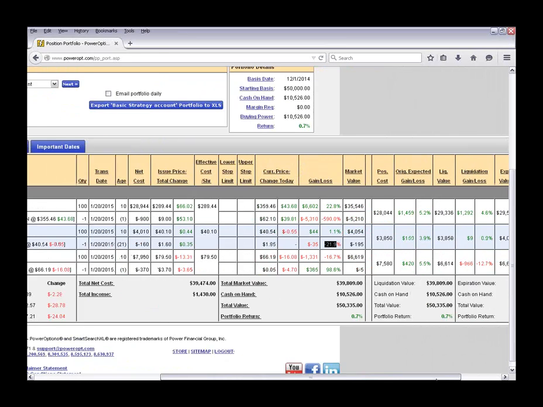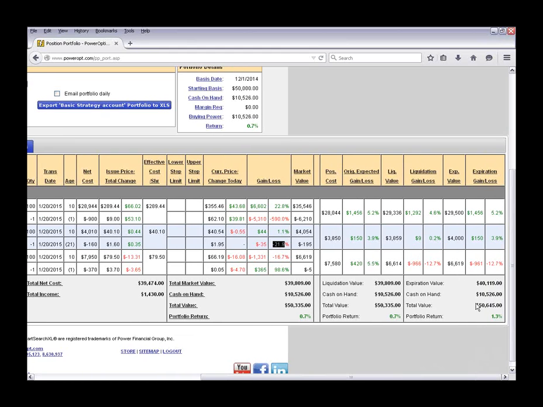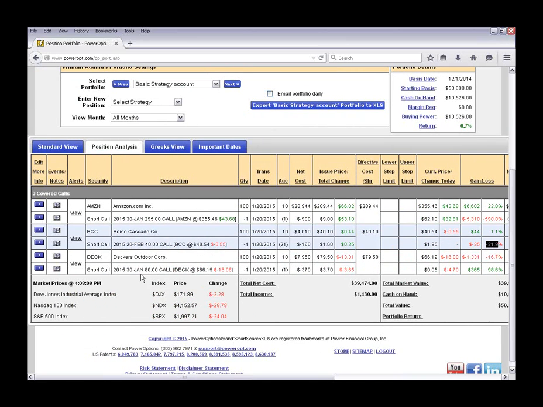All right, so what we're looking at here is that our original expected gain was 3.9%. Of course, we've only been in the position for 10 days and the stock hasn't moved that much. So if we sold to close the stock now and bought to close the call, we'd only make 0.2%. And if the stock continues to move up in price, or stays above 40 for the next 23 to 30 days, we'll make the maximum profit that we expected of 3.9%.